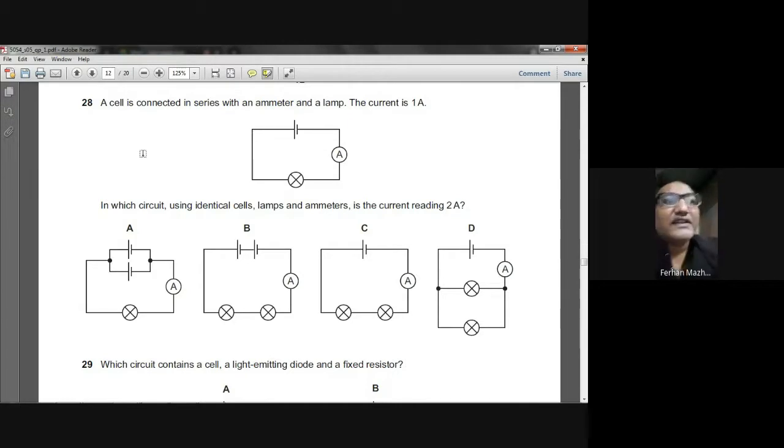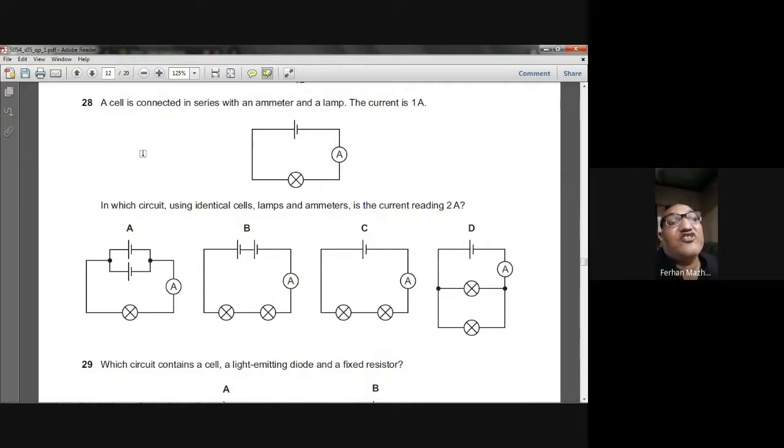A cell is connected in series with an ammeter and a lamp. The current is 1 ampere. So here you can see in the diagram, there is a single cell and a single lamp in the circuit. The ammeter tells you how much current is coming out of the battery, and it gives a value of 1 ampere. In which circuit using identical cells, lamps, and ammeters is the current reading 2 ampere?